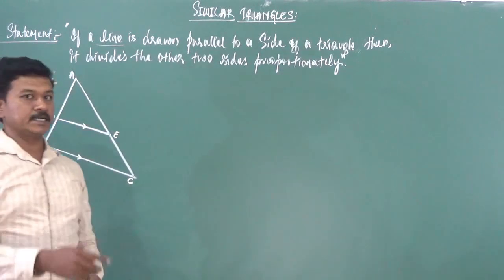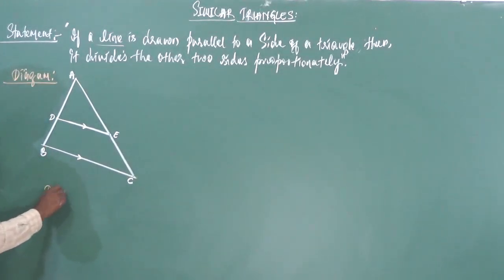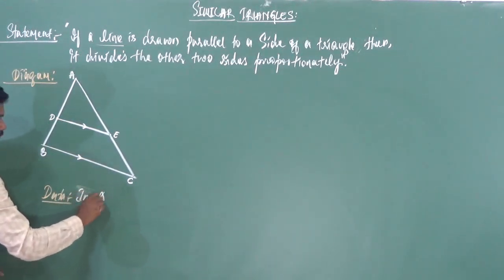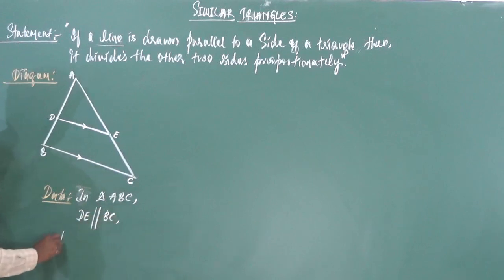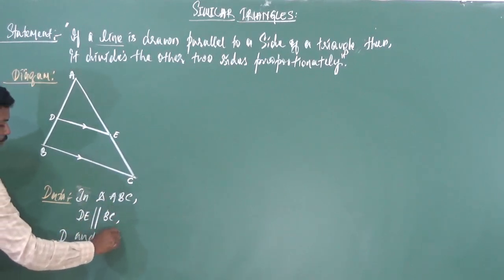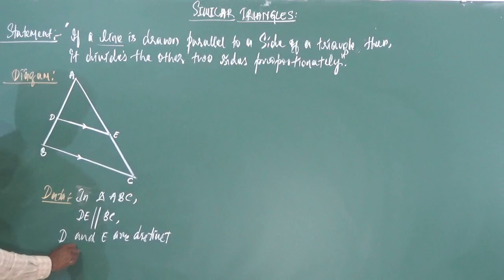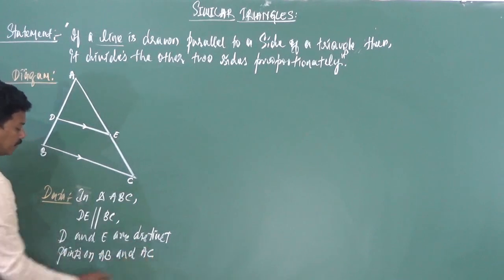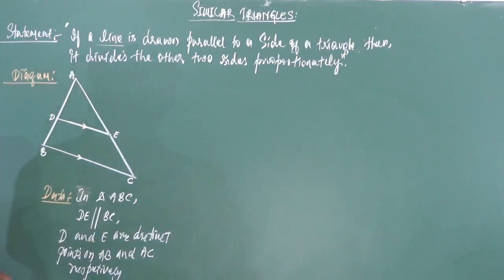So I have to write the data now. The description of the diagram is the data. So I will write the data. So in triangle ABC, DE is parallel to BC, D and E are distinct points on AB and AC respectively. So this is the description of the diagram. So this is the diagram and this is the description of the diagram.